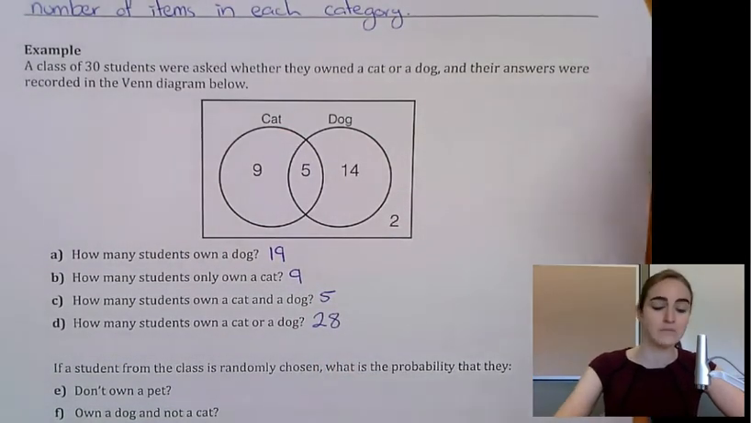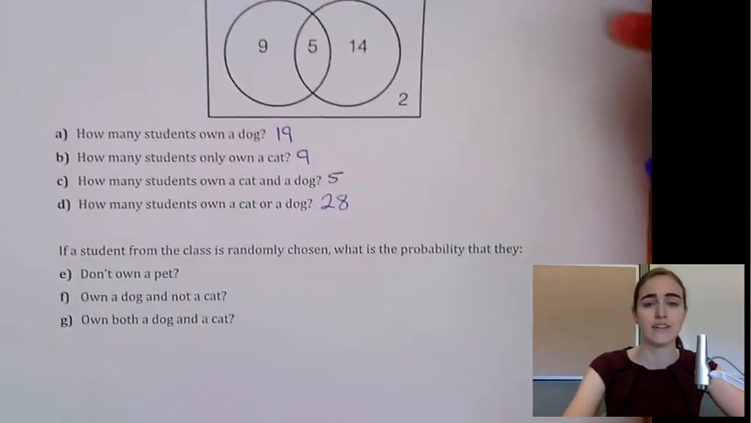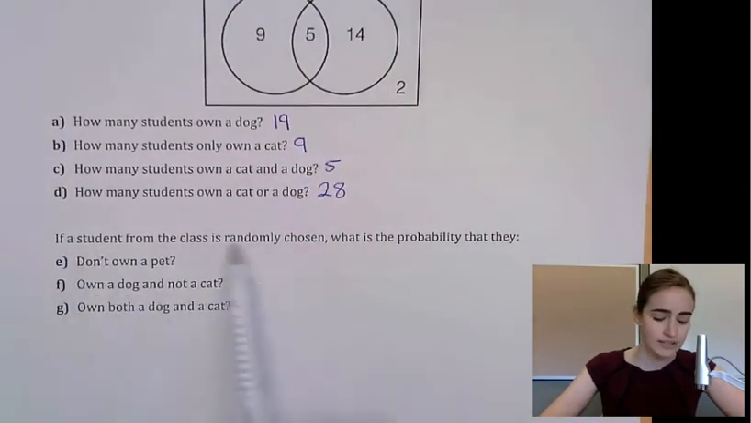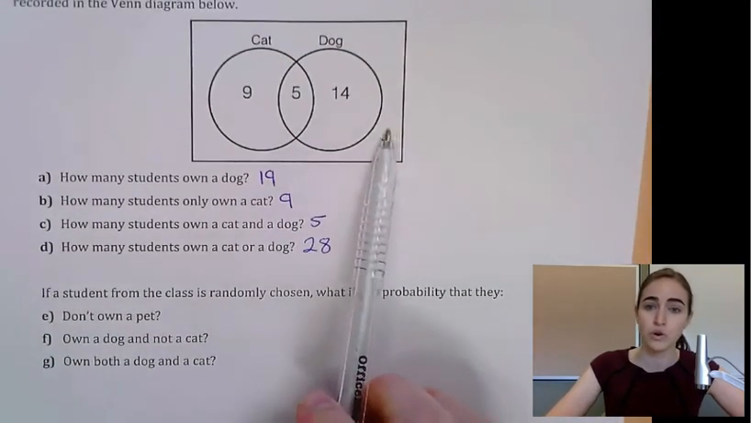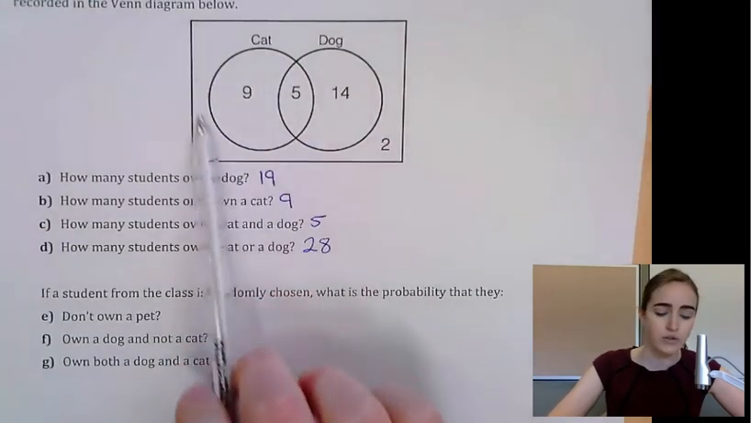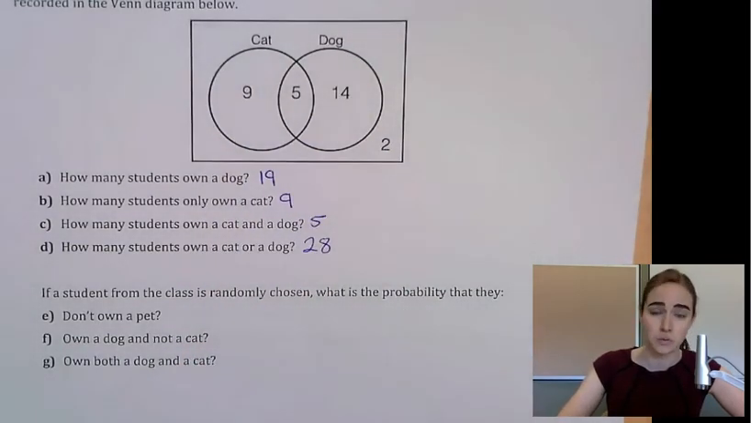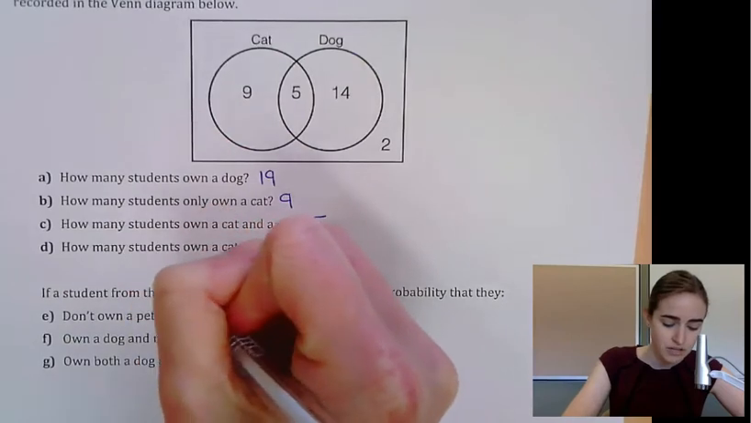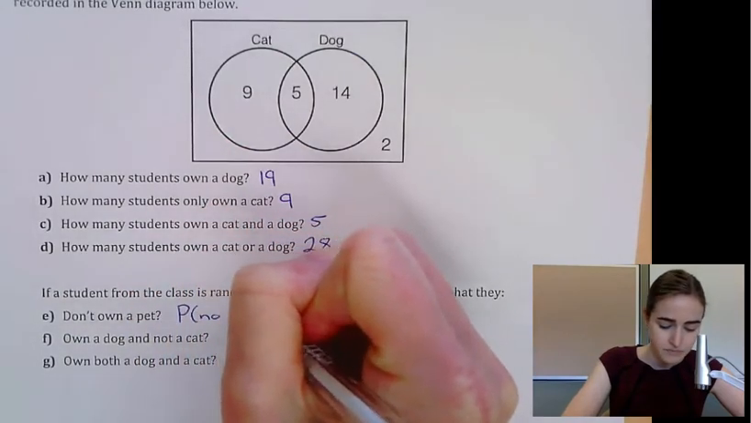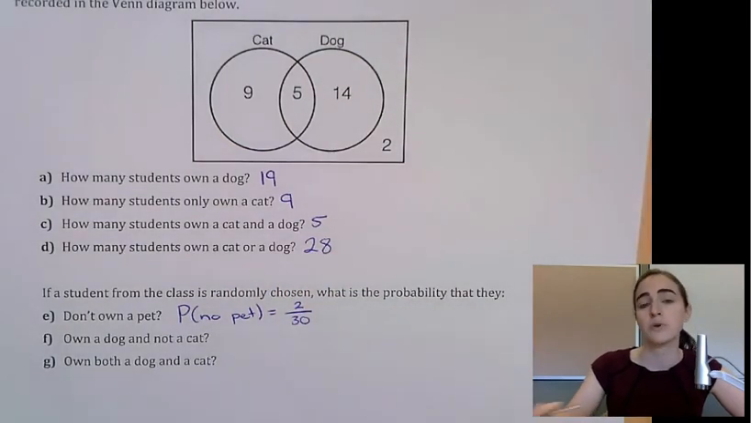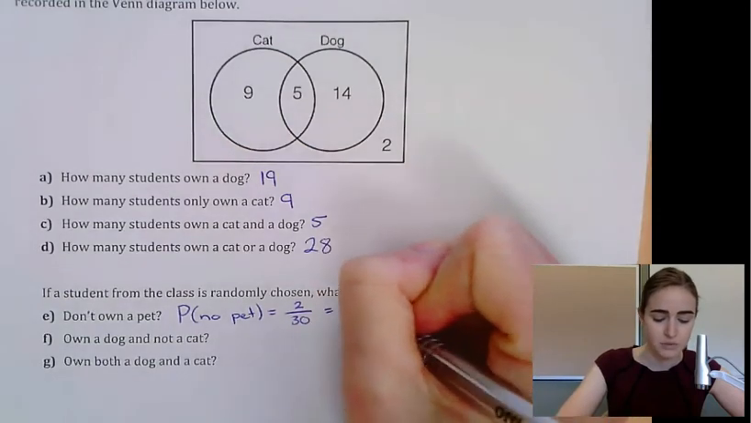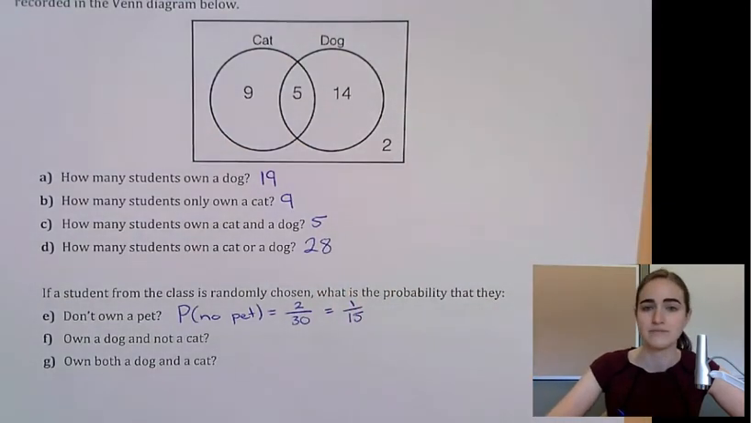But so far we haven't answered any probability questions, we're just answering questions about our Venn diagram. So we're now going to answer these ones about the probability. So we're saying if a student is chosen at random, what is the probability that they do not own a pet? So we're going to look at how many people do not own pets altogether, and we're going to look at the total number of students in that class, which was 30. So the probability of no pet would be equal to 2 out of a total of 30. And remember, we always simplify our fractions if we can, so we would simplify that to 1 over 15.